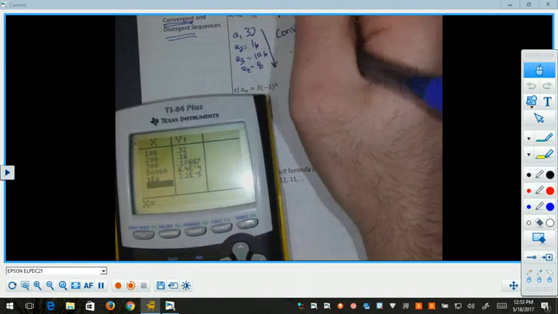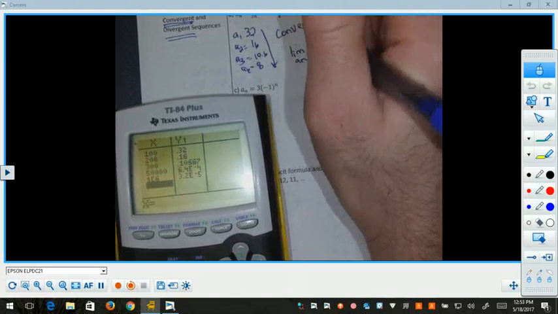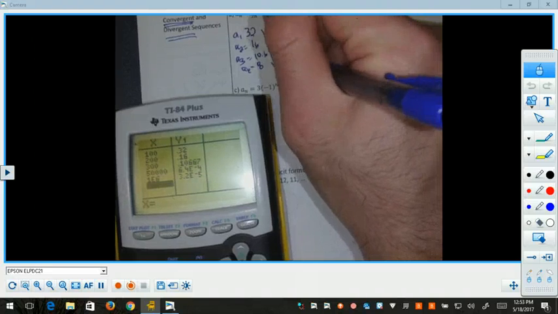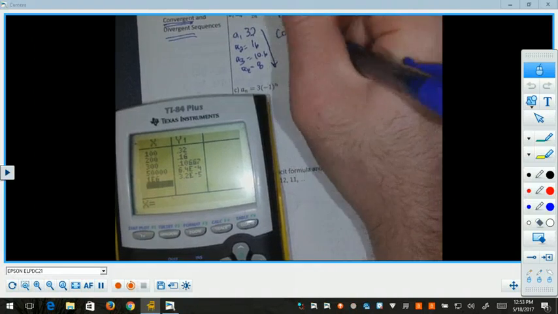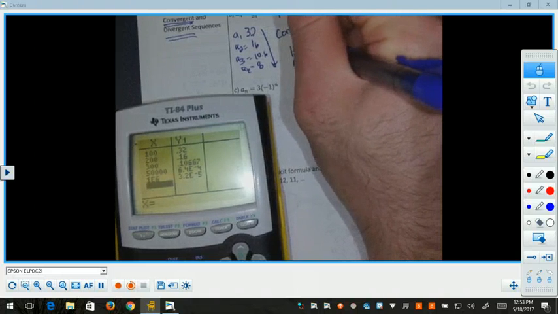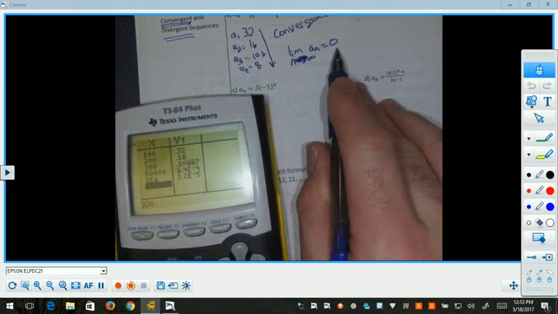It approaches 0. The limit of a sub n, or sorry, as n increases in value, the limit of a sub n is 0, meaning that's the number it approaches. Let's take a look at our next pattern.